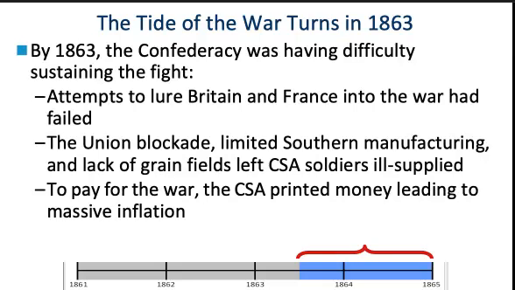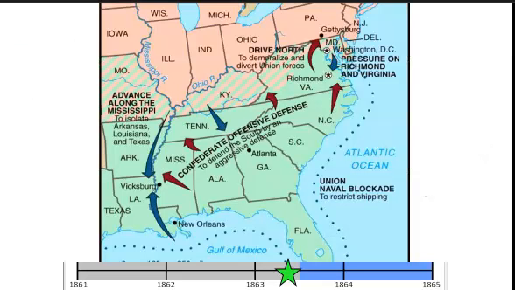The Union blockade, which is part of the Anaconda Plan, is going to limit Southern manufacturing. The lack of grain fields leads Southern soldiers to be ill-equipped. Joy, cotton's not very good for you. All right. And to pay for the war, the Confederacy printed money, leading to massive inflation and economic problems.